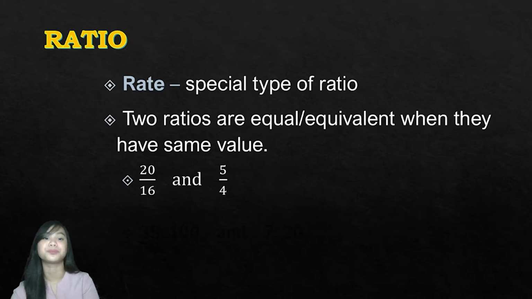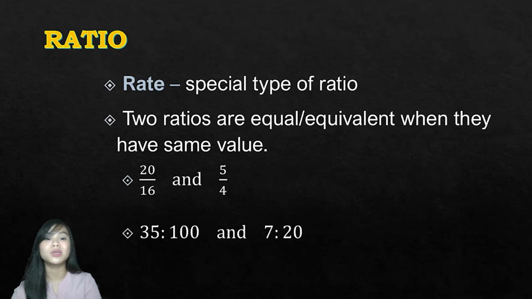When we divide a value by 1, it's still the same value itself. Let's have another example. 35 is to 100 has the same value as 7 is to 20. Why? When we divide 35 by 5, we get 7, and when we divide 100 by 5, we get 20. So 35 is to 100 is just the same as 7 is to 20.